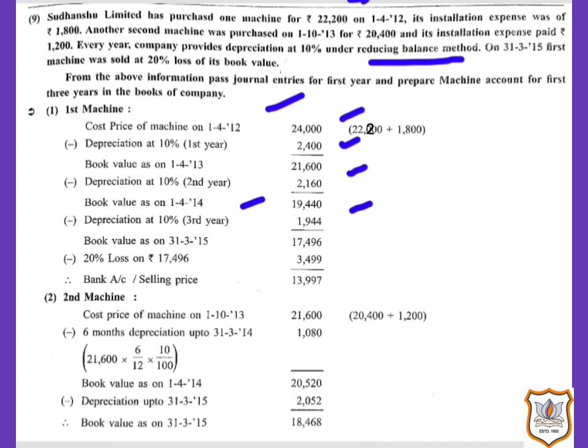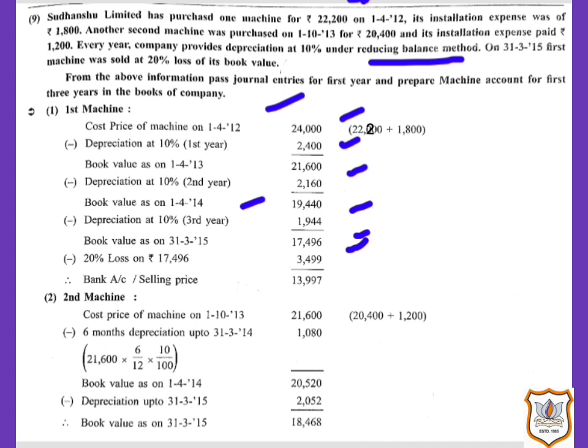Now, we will calculate depreciation at the end of the third year. So here we will calculate it on 19,440, as this is the opening balance of the third year. So here 10% of 19,440 is 1,944. And if we deduct this from 19,440, we will get the book value as on 31st March 2015, that is 17,496. That is the book value as on 31st March 2015, or we can say that it is the closing balance at the end of the third year.